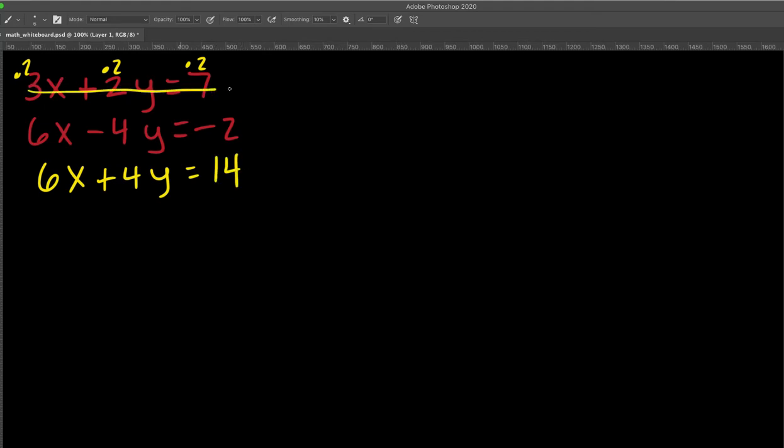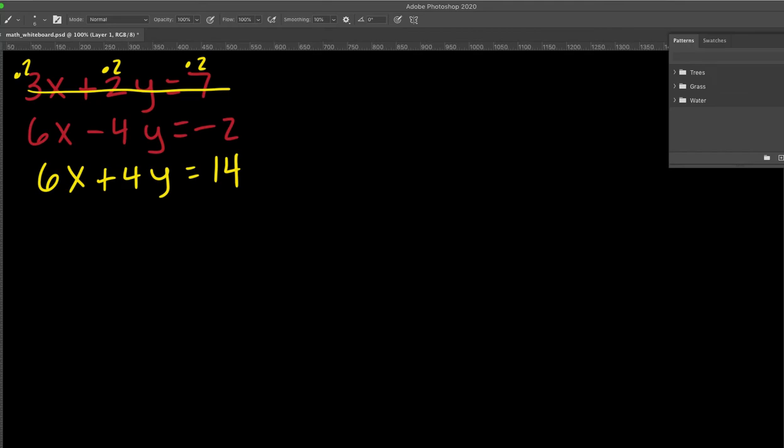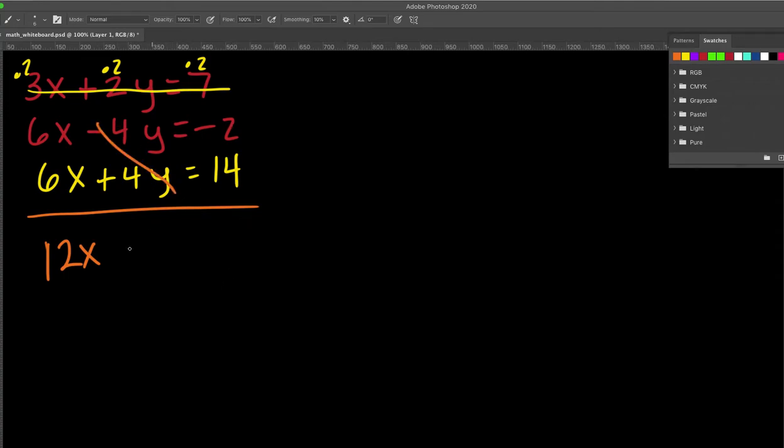Now, I'm not going to worry about this one anymore. I'm going to now just add. So 6x plus 6x gives me 12x. Add these, they cancel. And then add these, and I get 12. Okay? So now I have the equation 12x equals 12. I know it's spaced kind of weird, but all I need to do is divide both sides by 12, and then I get x equals 1.